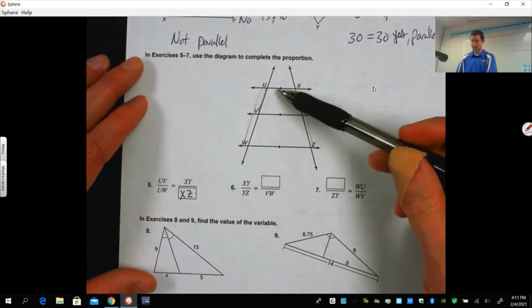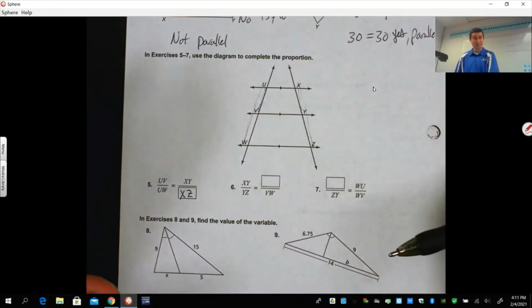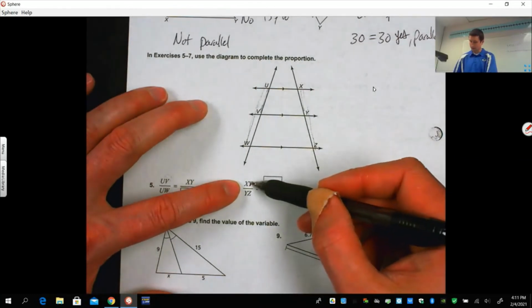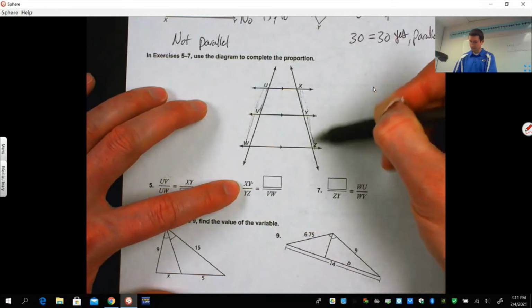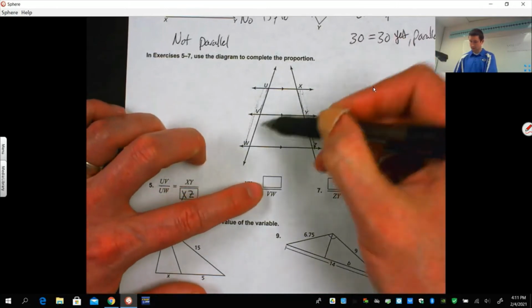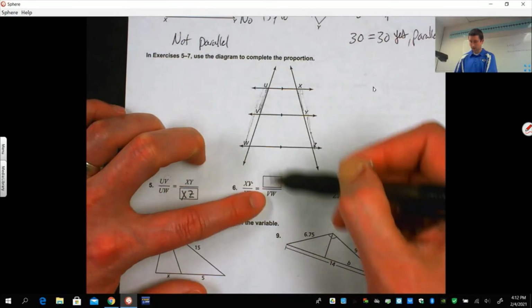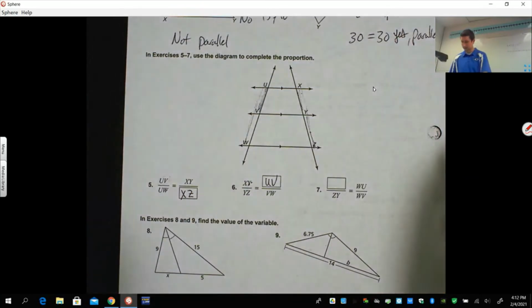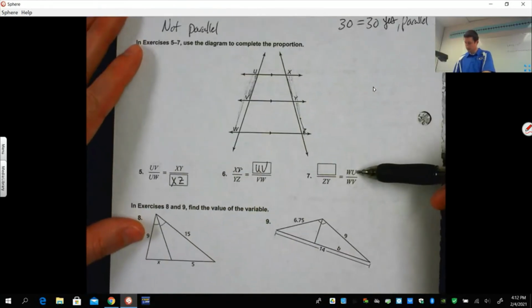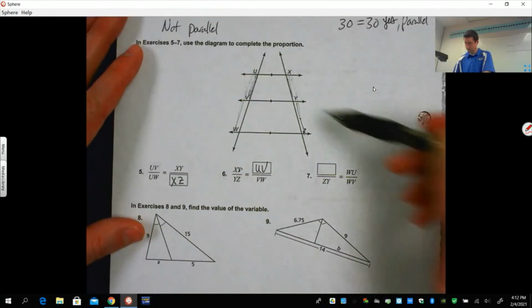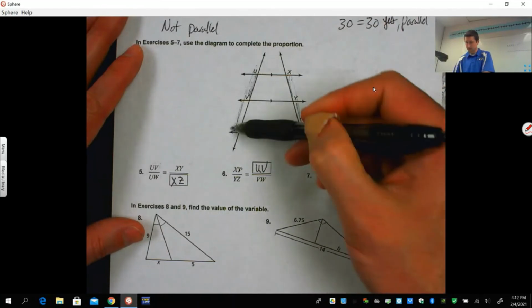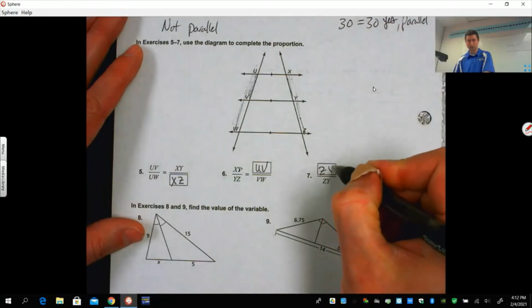Just checking the table and making sure the corresponding parts match up. XY over YZ, so top versus bottom, equals top, UV, over bottom, VW. So that's going to be UV. Pretty simple. Just stick it right in there. Final one, look at your given: WU, so the total length, over WV, the bottom half. The top was the total, WU, so it has to be ZX. We'll do ZX there.